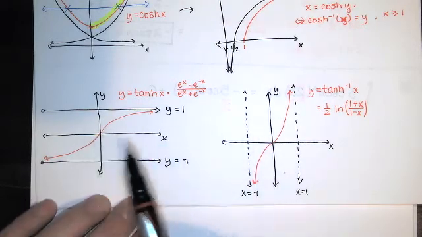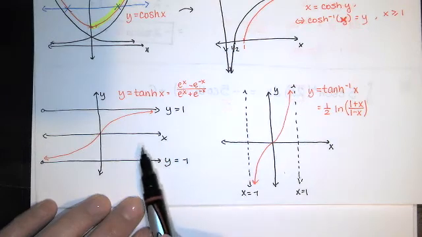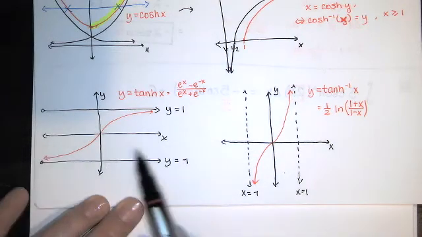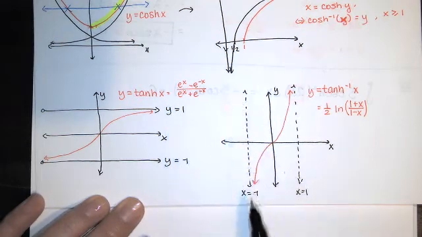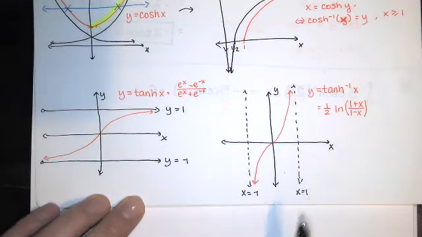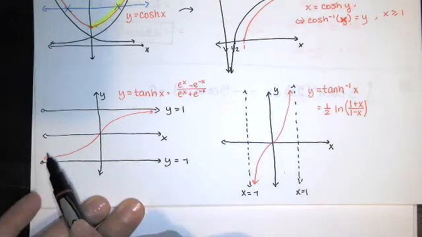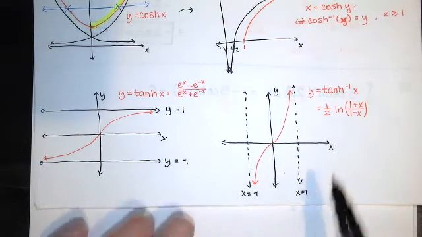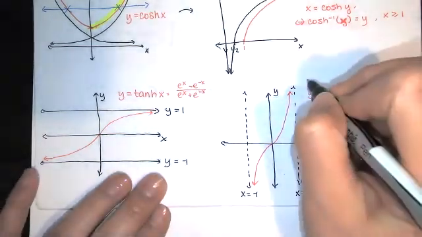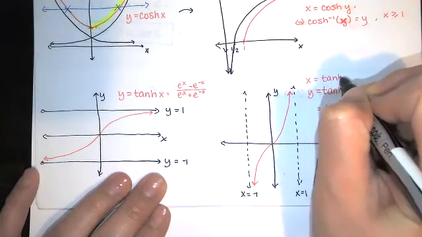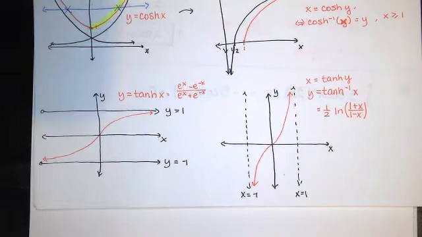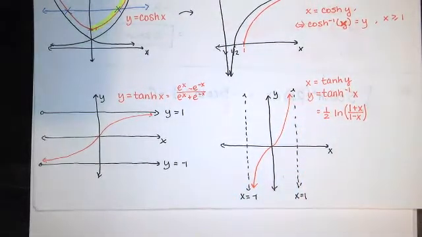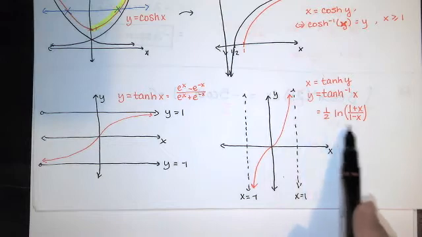Now, if we switch the roles of x and y here, these horizontal asymptotes, y equals -1 and y equals 1, become vertical asymptotes, x equals -1 and x equals 1. And then if we switch the roles of x and y here, we get a graph that looks roughly like that. So this is y equals the inverse hyperbolic tangent of x, or x equals the hyperbolic tangent of y. And it turns out that that's equal to this.